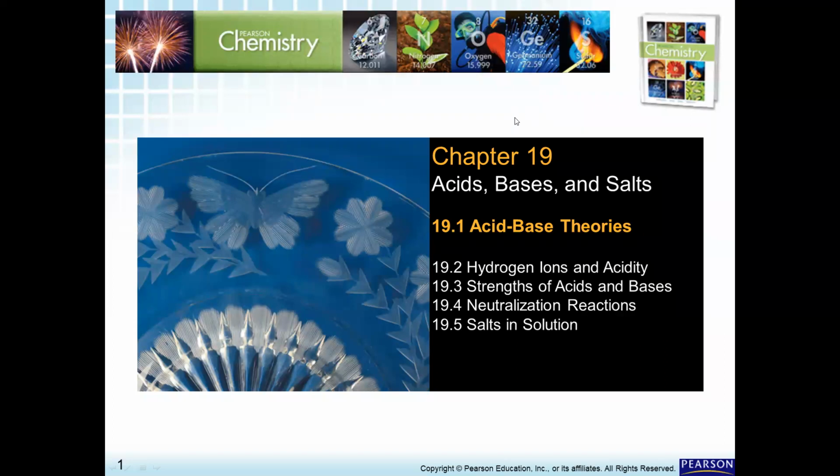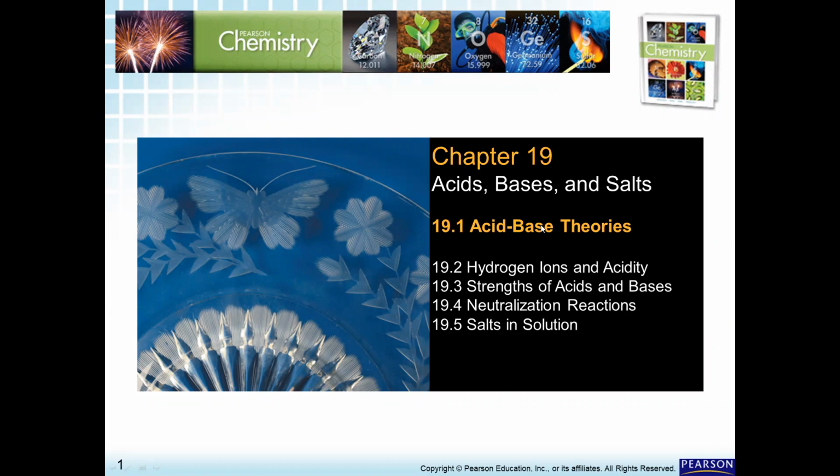One of the things that we usually measure is the pH of the material, and that depends on the concentration of the hydrogen produced from the acid, and that of course determines a lot of reactions. So that's why this is a very important chapter.